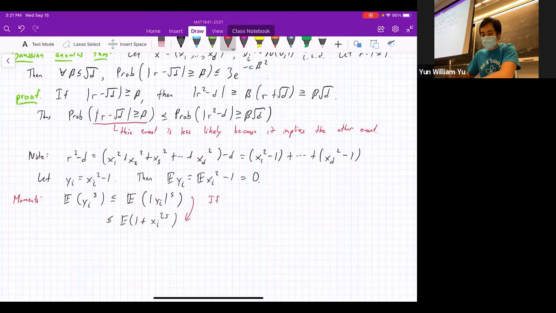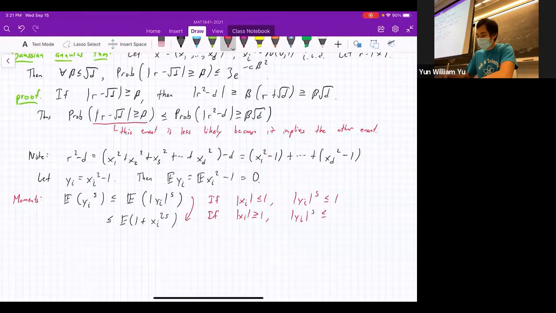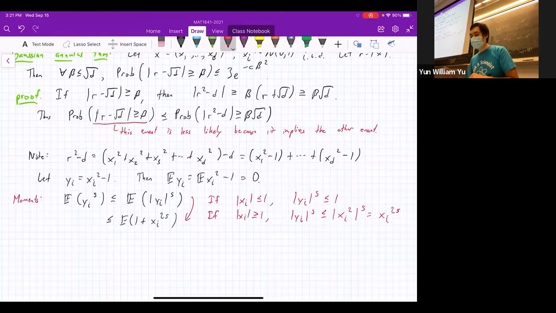First, note that if the absolute value of xi is less than or equal to 1, then yi to the s is also less than or equal to 1, because y is xi squared minus 1. And if the absolute value of y is less than 1, any power of it is also going to be less than or equal to 1. Furthermore, if xi is greater than or equal to 1, then yi to the s is less than or equal to xi squared to the s, which is equal to xi to the 2s. It is just a simple case analysis, and we get that the expectation of the s moment is less than or equal to the expectation of 1 plus x to the 2s.